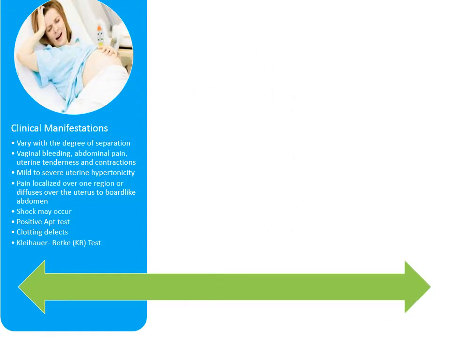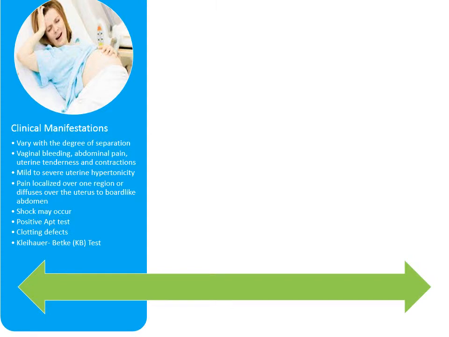The clinical manifestations of abruptio vary with the degree of separation. Vaginal bleeding, abdominal pain, uterine tenderness and contractions are noted. Also of note is mild to severe uterine hypertonicity. Pain may be localized over one region or diffuse over the entire abdomen, which is board-like. Shock may occur with bleeding.